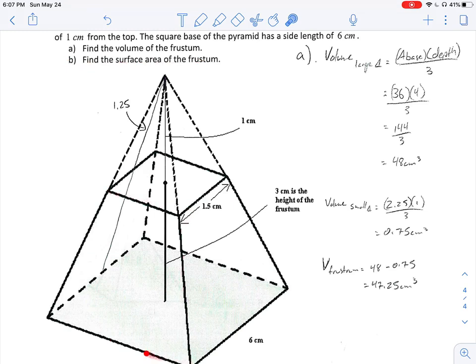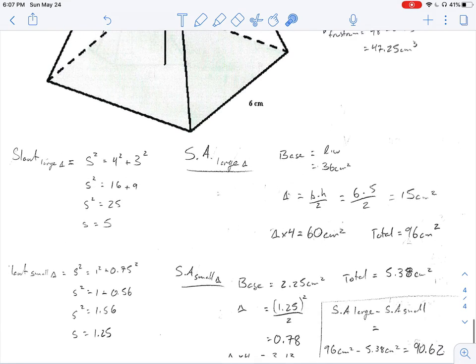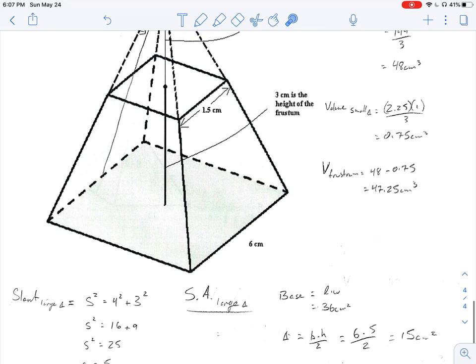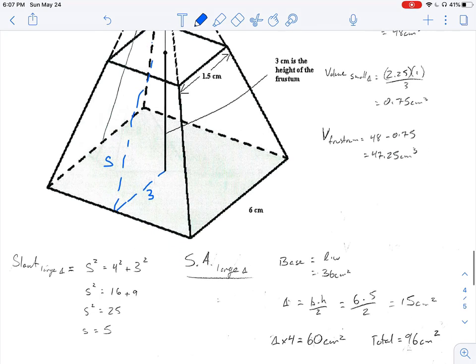Again, surface area of this bottom piece here, this whole thing. So we need to find a couple things first. We need to find the slant of the large triangle. So we have slant height is equal to 4 squared plus 3 squared, right? So if I draw that in real quick, where did I get those numbers from? This, and then this slant height coming up to the top. So this would be 3. We know this whole piece to be 4, and this is our slant height.